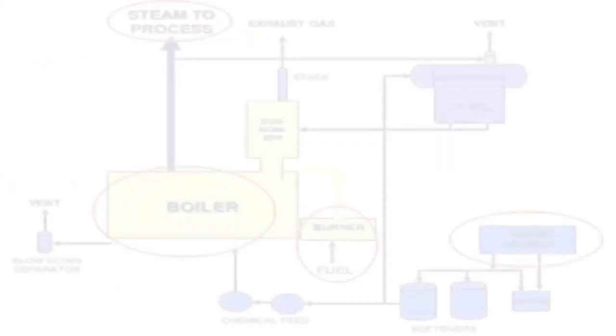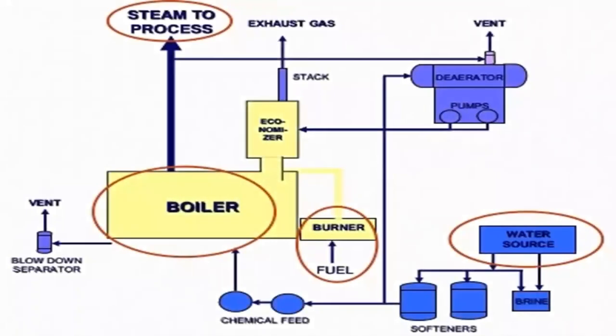We see a typical schematic of a boiler room. We have the boiler here and then steam to process. Then boiler fuel is coming through a burner to this. And then the water source is going through the softeners and chemical feed to the boiler, getting converted to steam that is going to the process. Fuel coming through the burner goes through the economizer, giving up heat, losing the rest through the exhaust gas. We have a deaerator and pumps which operate along with the economizer.